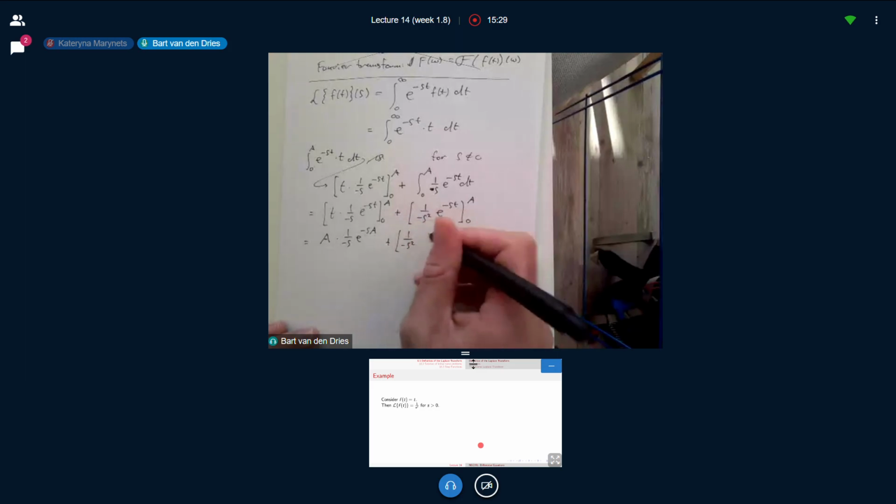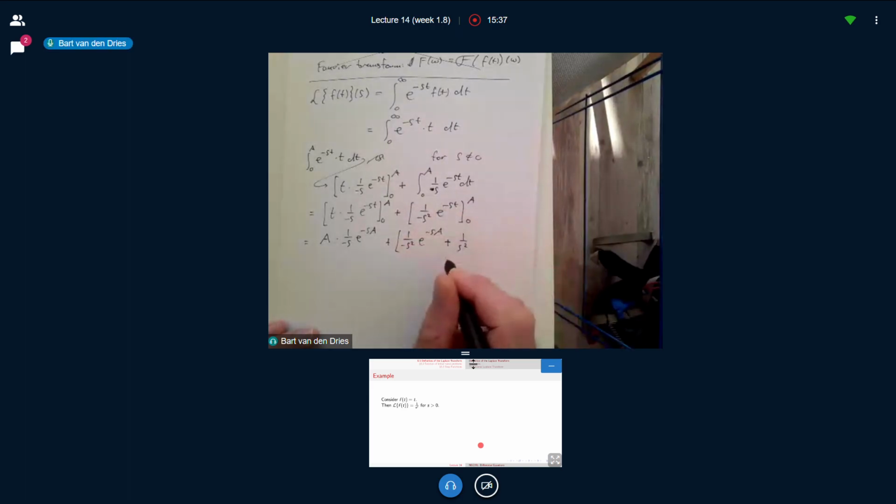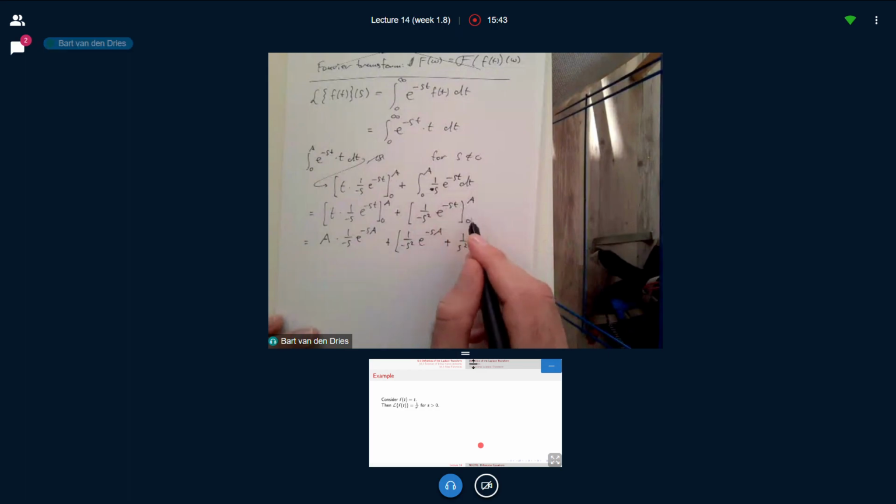Minus s squared, and then I get e to the power minus sa here. Minus, so plus 1 over s squared. Now there's a plus because if I plug in 0 here, t equals 0, I get 1. So I get this 1 over minus s squared e to the power minus sa plus 1 over s squared. I don't have to put those here actually. Okay, so now what happens if we take the limit for a to infinity?